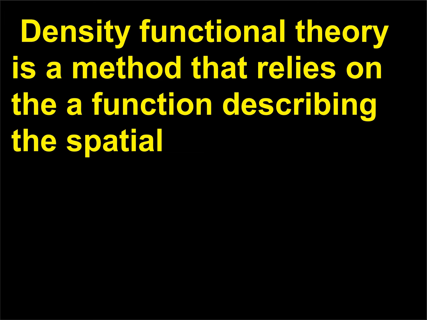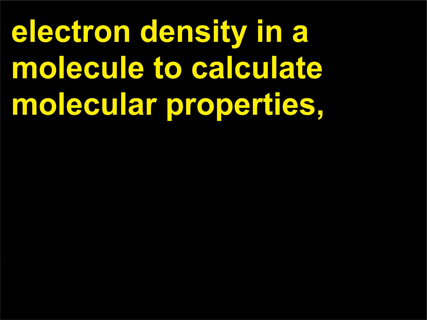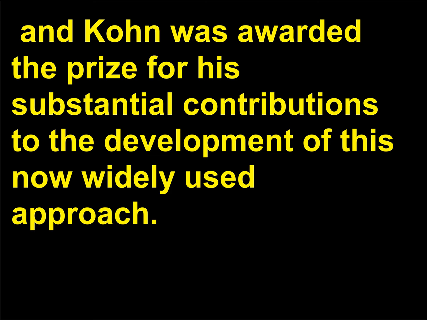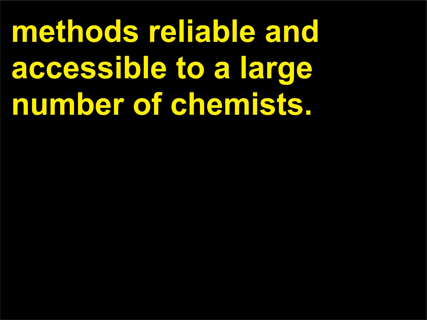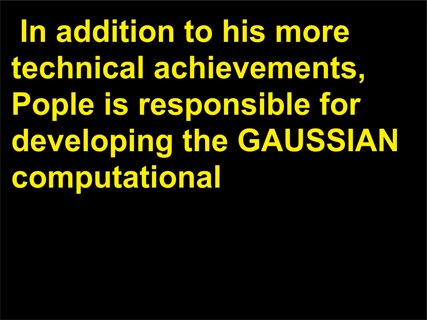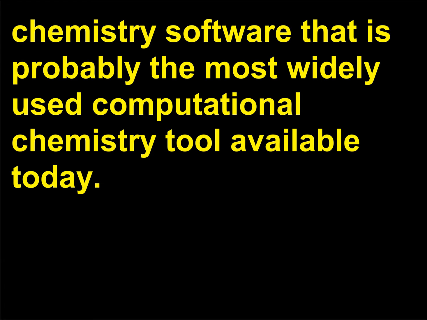Density functional theory is a method that relies on a function describing the spatial electron density in a molecule to calculate molecular properties, and Kohn was awarded the prize for his substantial contributions to the development of this now widely used approach. Pople also made major strides toward making computational methods reliable and accessible to a large number of chemists. In addition to his more technical achievements, Pople is responsible for developing the Gaussian computational chemistry software that is probably the most widely used computational chemistry tool available today.